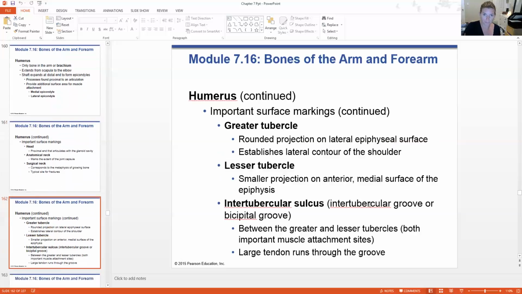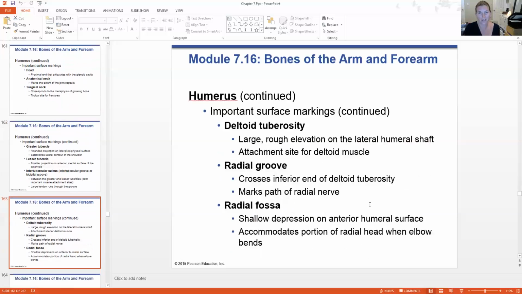But so the greater tubercle of the surface is a big rounded projection. The lesser tubercle is a smaller rounded projection. And then in between the two is a little sulcus called an intertubercular sulcus. It's a circus too. Why not? There's a deltoid tuberosity, which is the attachment site for the deltoid. This is on the lateral side of the humerus.